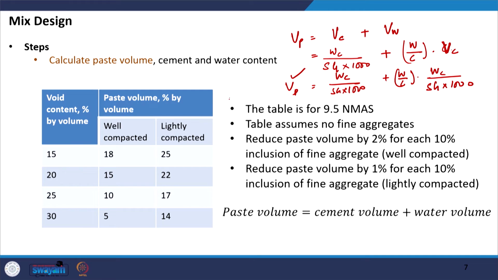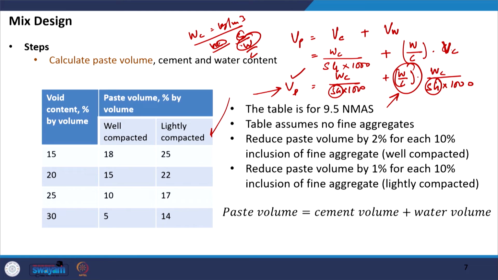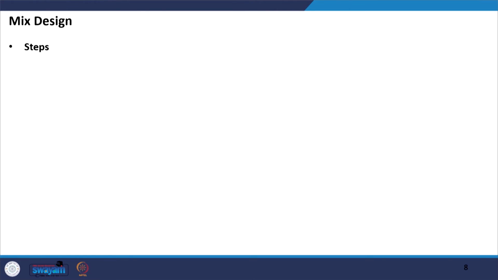So, you know from this table the water cement ratio, which we have assumed initially. You know the specific gravity of cement, 3.15. So, from this equation you can calculate the weight of cement in kgs per meter cube. Once you have the weight of cement, you know the water to cement ratio, so you can calculate the weight of water also. So, using the paste volume we can find out the amount of cement and amount of water which we are going to use in the mix.